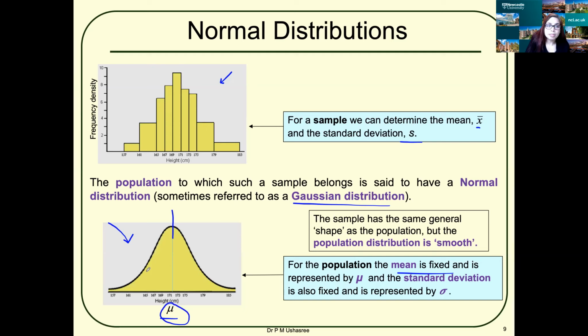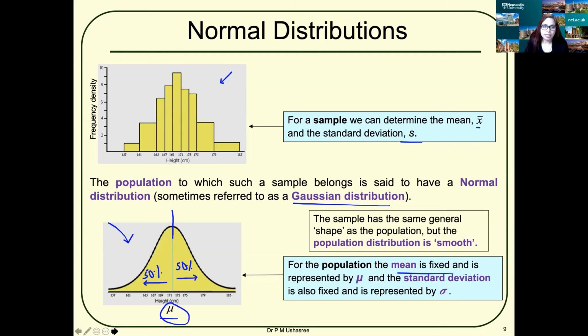That is, 50% of the population will have a height below the population mean, and 50% of the students will have a height above the population mean. It is very important you understand that. 50% of the population will have a height below the population mean. 50% of the population will have a height above the population mean.